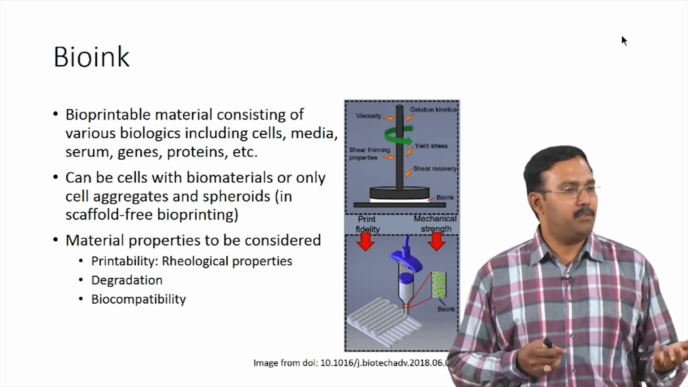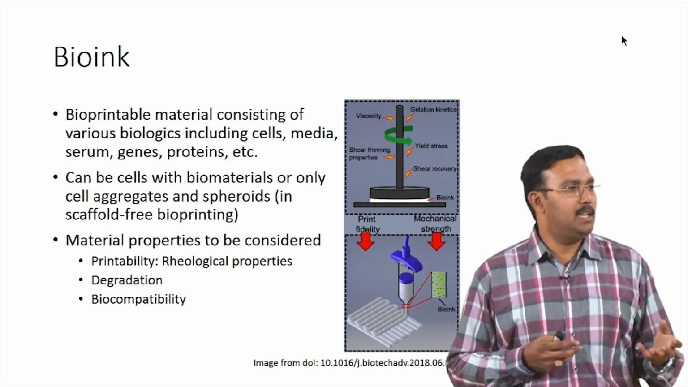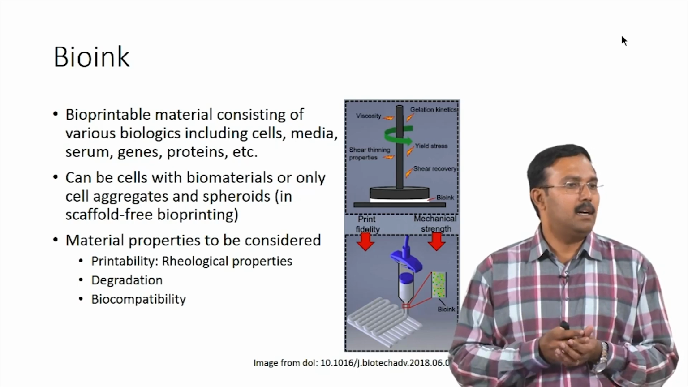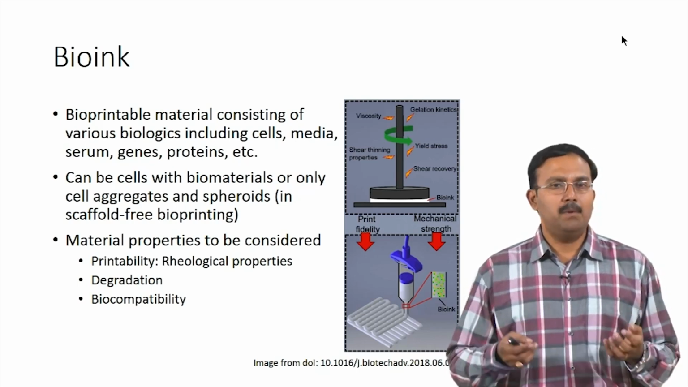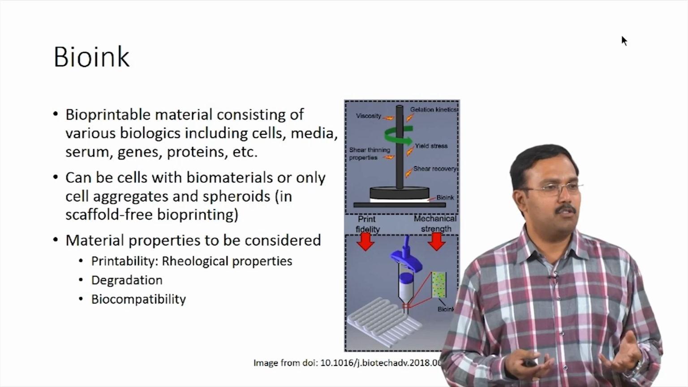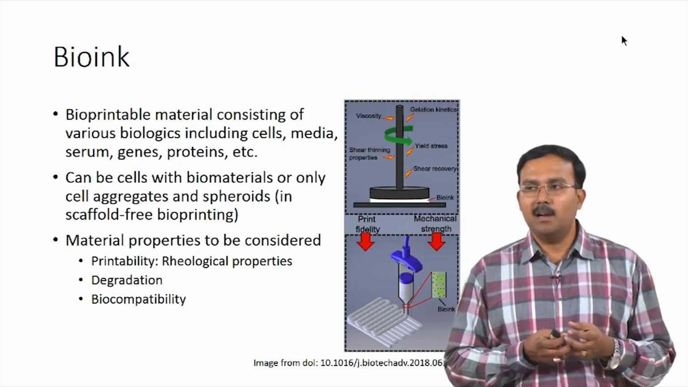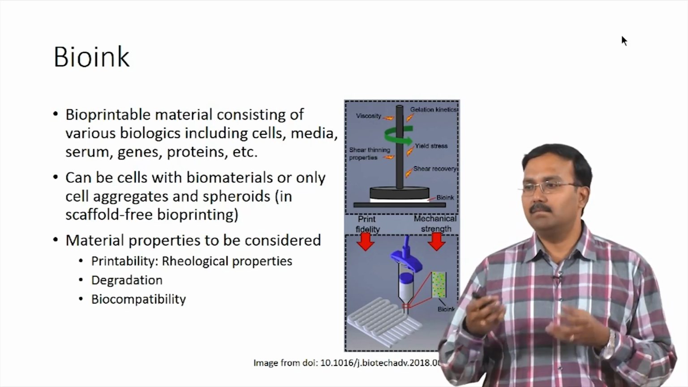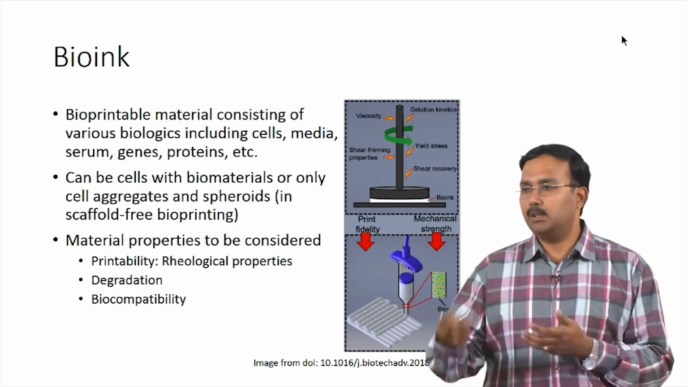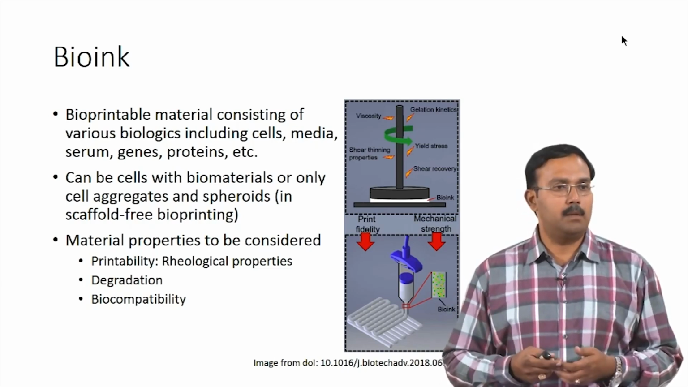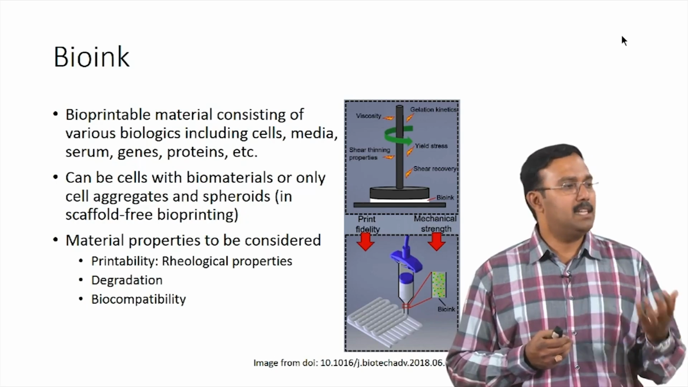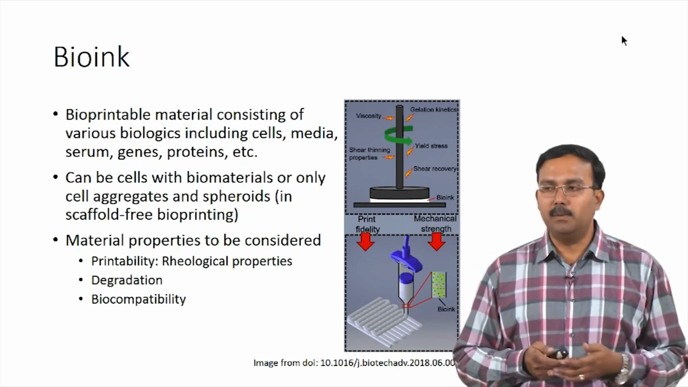You have scaffold free bioprinting where people have tried to use only cells which are suspended to be printed, but the problem with that is usually the mechanical strength is not very good. So, you would not be able to get a strong tissue which you can use for replacement. However, you would have very high cell density. So, it is a trade off between the two.